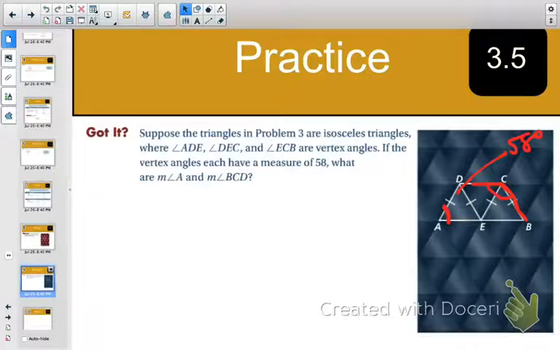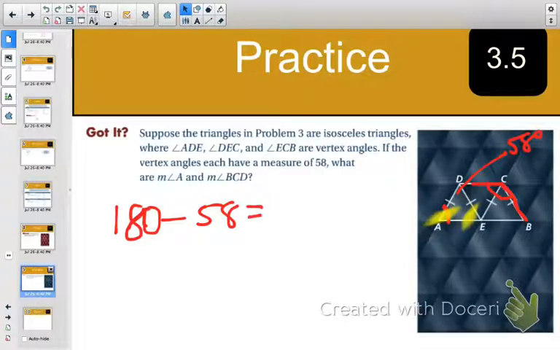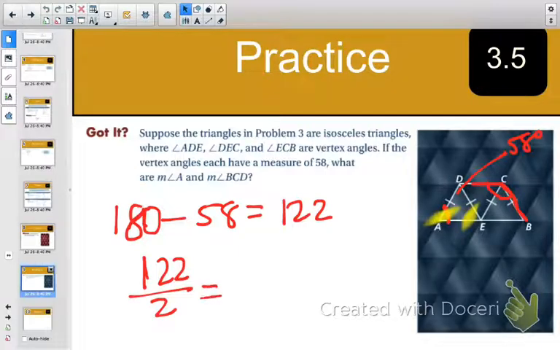Okay, so to find A, first thing we want to do is we know this is isosceles, which means that this angle right here, the base angle, and then this one, those should be the same. So we already have 58 degrees, so if I do 180 subtract 58, that gives me 122. Okay, so I know that these two angles right here have to add up to 122, and because they're the same, I can just divide that by 2 to find each one. So 122 divided by 2 gives us 61. So each of these angles that I marked in yellow here are 61 degrees, because the base angles of the isosceles triangle are going to be the same.